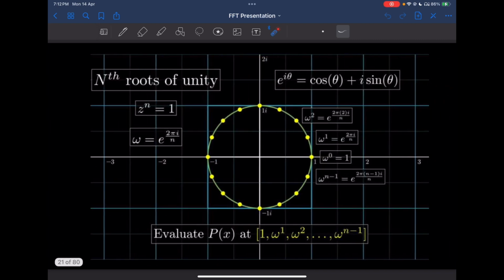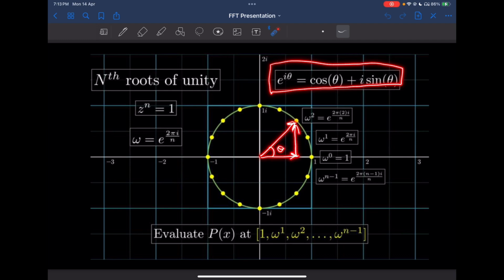So, understanding roots of unity. The concept of roots of unity is quite simple. You get a unit circle, and each point on that unit circle is a complex number represented by this form. This is Euler's identity of representing complex numbers. You can represent complex numbers as the real part being cosine of theta and the imaginary part being sine of theta. And theta is the angle subtended by the vector of the complex number from the x-axis. So this is the basic definition.